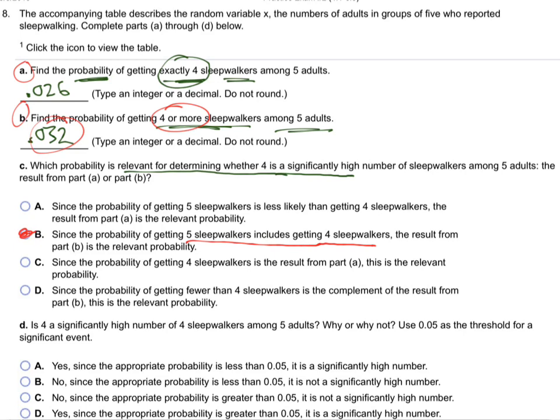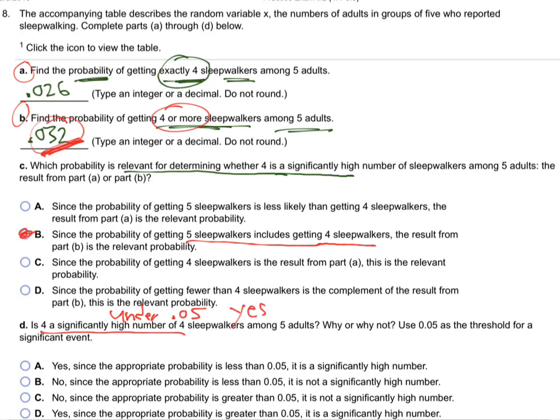And then D, is 4 a significantly high number? Remember, significant if it's under 0.05. That's what we always mean by significant. Is that under 0.05? Yeah, it is. 0.03, 3% is under 5%.